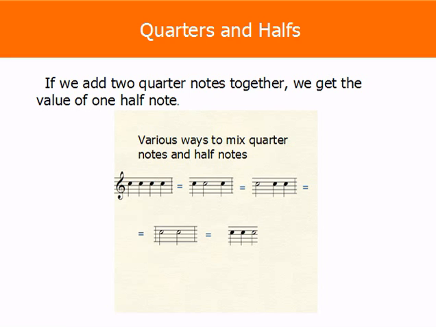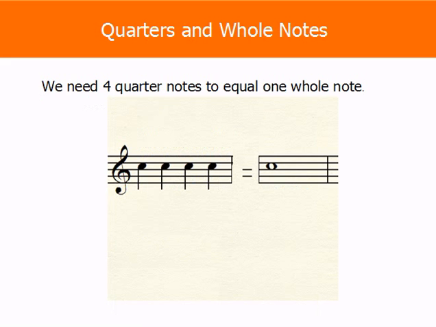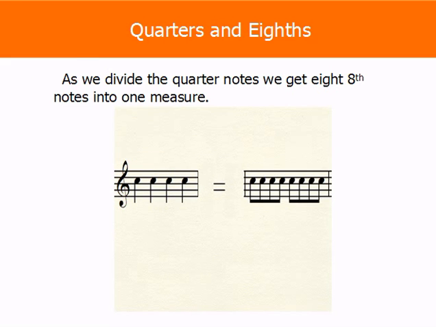Now anywhere you see a half note, we can put a half rest. Anywhere you see a quarter note, you can fill in a quarter rest, where there'll be 1 beat of silence. We need 4 quarter notes to equal 1 whole note. Now, as we divide quarter notes, we're going to go south here. We're going to go down into more subdivisions, and we'll get 8 eighth notes.